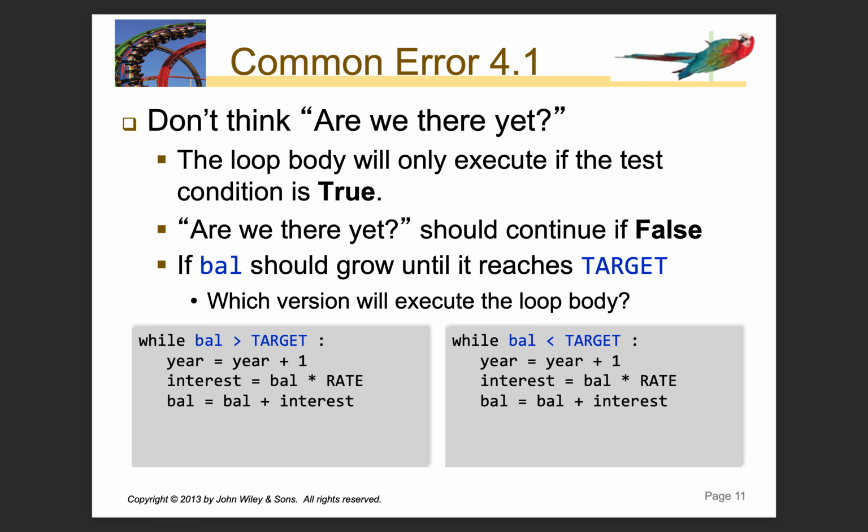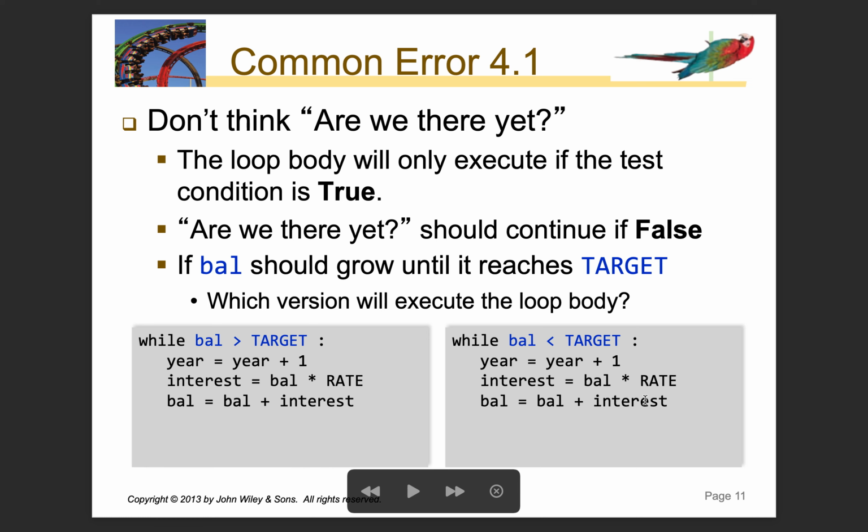Okay, so let's look at this one on the left-hand side. While the balance is greater than the target, run the loop body. So if the balance is initially less than the target, this condition is going to be false. The loop body is never going to run, and the balance is never going to increase. So we're never going to grow until we reach the target. If the balance is already bigger than the target, then we enter the loop, and we keep increasing the balance over and over again, and in fact we have an infinite loop. So this isn't the one we want.